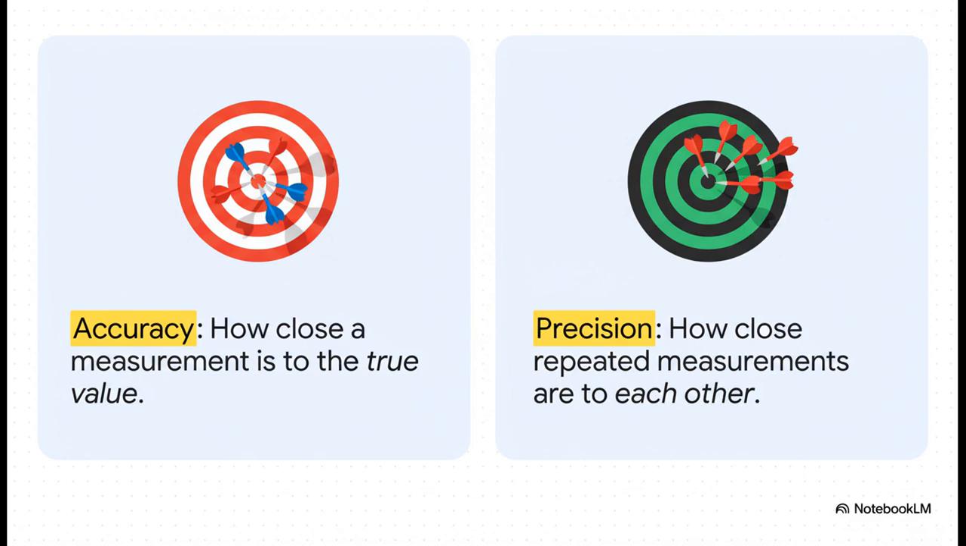Okay, let's quickly nail two words that pop up all the time in evaluation questions: accuracy and precision. Accuracy is all about how close you are to the real answer. Precision, on the other hand, is about consistency. It's how close your repeated measurements are to each other, even if all of them are wrong.